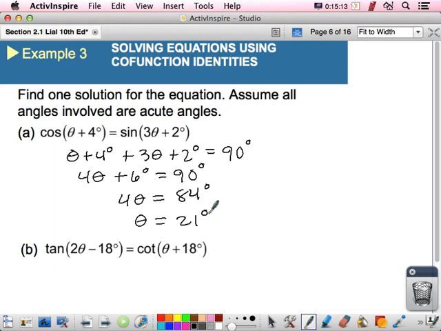The nice thing about that one is that you can plug back in and check it. If I plug back in, this tells me that cosine of 21 plus 4, so 25, is equal to sine of 3 times 21, which is 63, plus 2, which is 65. So you could check that in your calculator, or you could just check to make sure that the angles add together. I recommend checking it anytime you can. I'm going to pause for a second and let you finish the last one and see if you can figure it out.